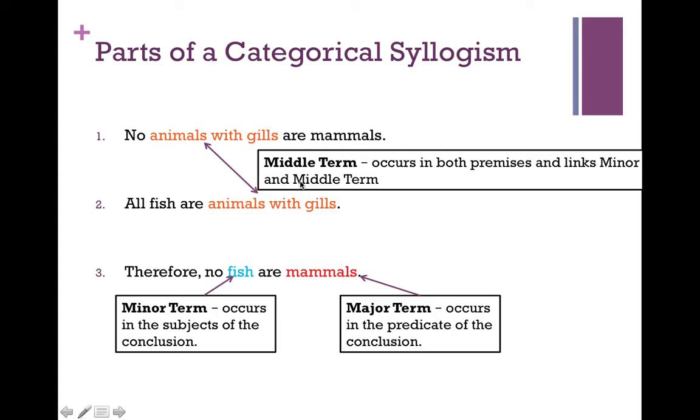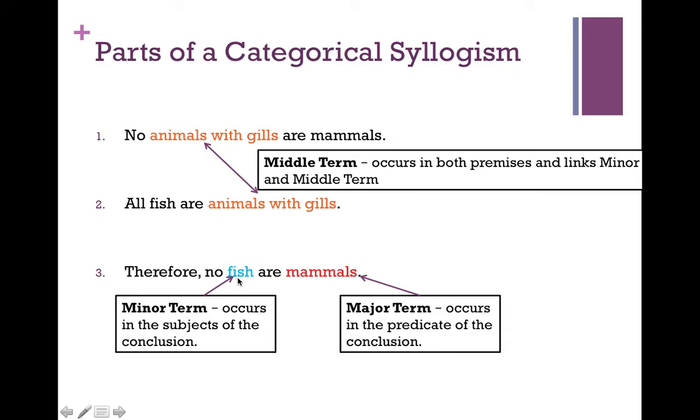When we were studying implicit premises, you might recall somebody would make an argument. We'd take an argument and say no animals with gills are mammals, and then the conclusion would be therefore no fish are mammals. And what we were basically looking for then, and I didn't want to use this language, is a middle term, something to link the term that appears in the conclusion with the term that appears in the first premise.